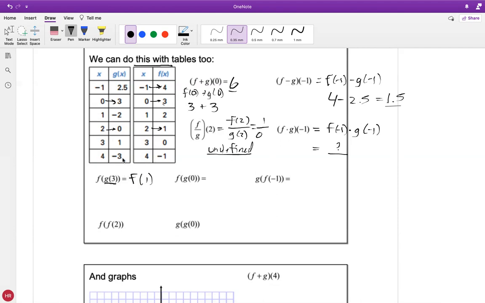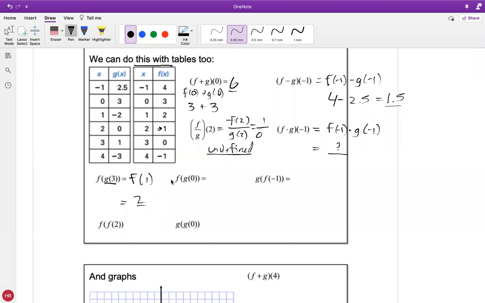Then I can evaluate this, hopefully, using the table. F of 1, I go to the f of x table and I see where x is 1 and f of 1 is 2, so this equals 2. Once you do a few of these, it gets a little faster. I'm doing it kind of slowly, but that's because it's the first time we're doing it. But you all will probably get a little faster at this.